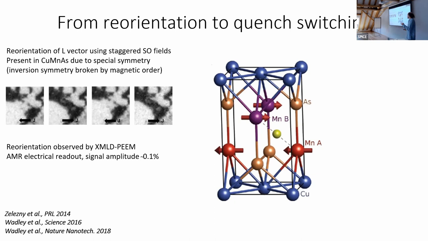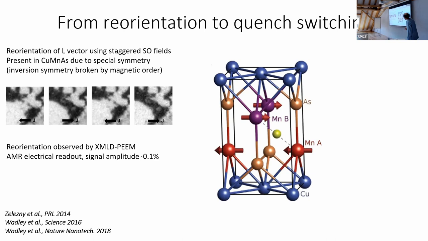Here we have a beam image. It's the nicest experiment done in this direction, which I like a lot. It's from the Nottingham group, where by application of electrical current, we reverse a large domain, which is here in the center. Here we have a white domain. Here it changes to black, then back to white, and back to black. So by application of electrical current, we can reverse the orientation of moments of the L vector. It is accompanied by a change of electrical resistivity, which is of the order of AMR. So it's quite small, like tenths of a percent.